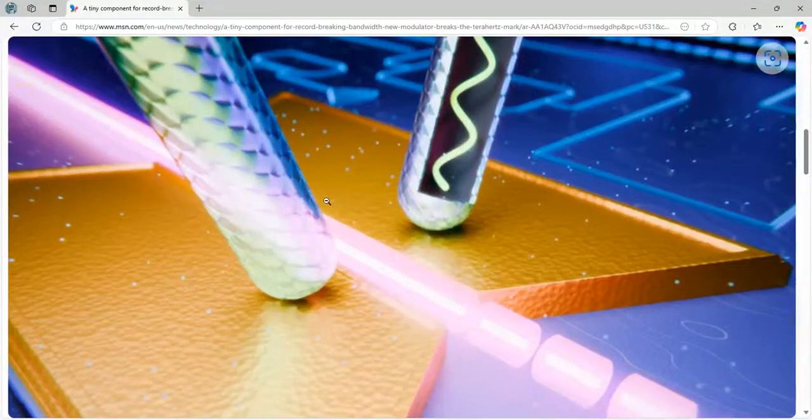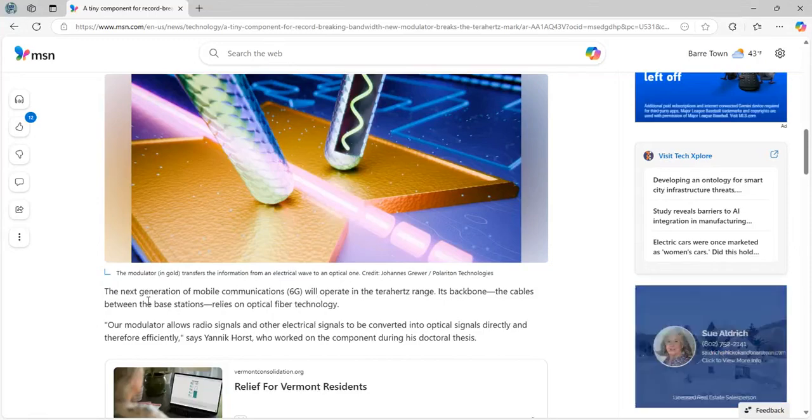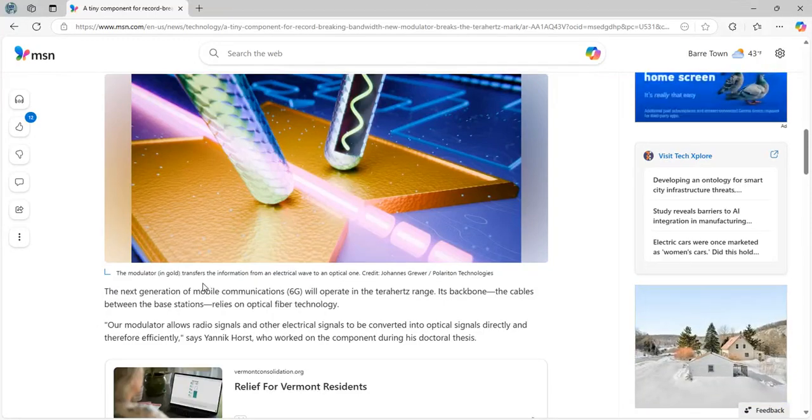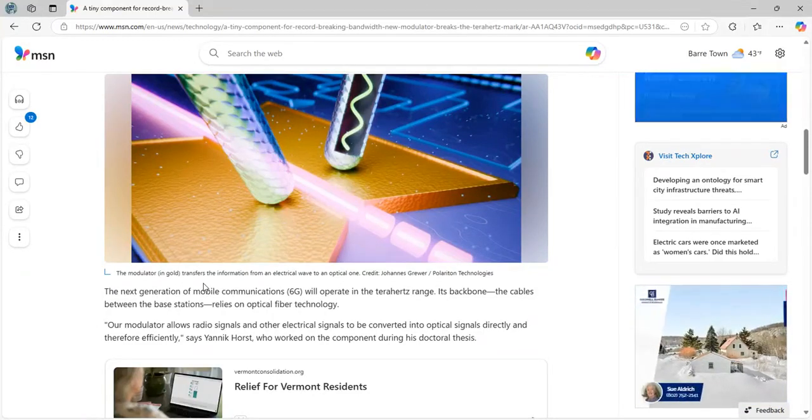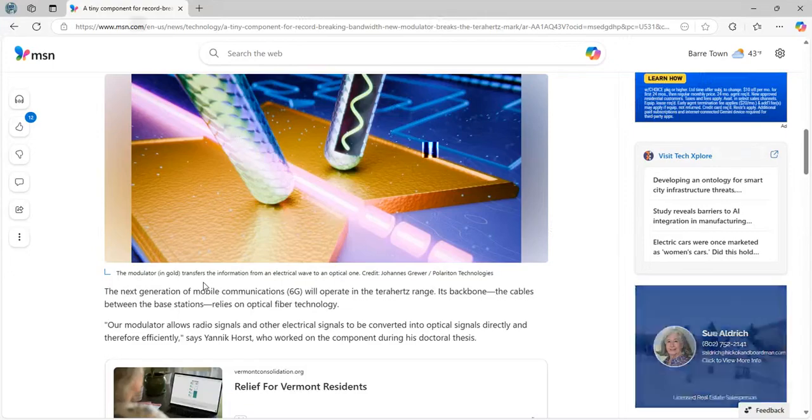And what we see here is the actual demonstration of how this works, and the caption reads, "The modulator in gold transfers the information from an electrical wave to an optical one. Credit goes to Johannes Gruer as per Polarization Technologies."